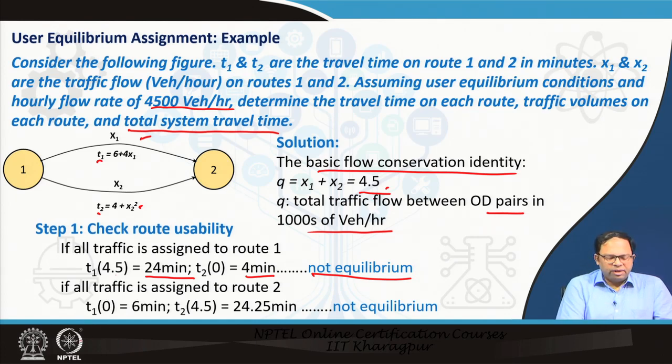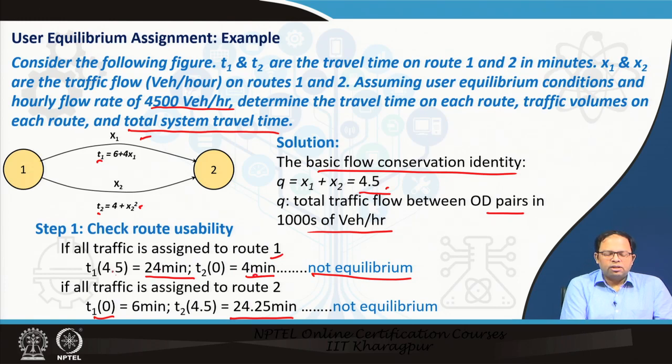Then T1, if we do the other one, that is T1 equal to 0, and we get equal to 6 minutes, and the other one becomes T2 equal to 4.5. We use 4.5 over here, we get 24.25 minutes as the travel time. So you can understand that this one is lower than 24 minutes. So automatically that means there would be more traffic in this particular route. So that's why there is no equilibrium, this doesn't match, and also this one is lower than this one.